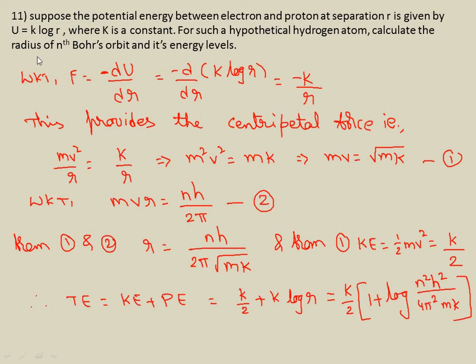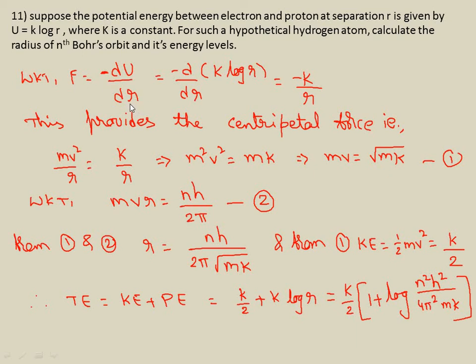Potential energy has been given for us. Look here, potential energy between electron and proton at a separation r. For such a hypothetical hydrogen atom, we have to calculate. It is a conservative force, hence we can apply this relation between force and potential energy. Potential gradient is nothing but this force. So F equal to minus dU by dr. Energy gradient.